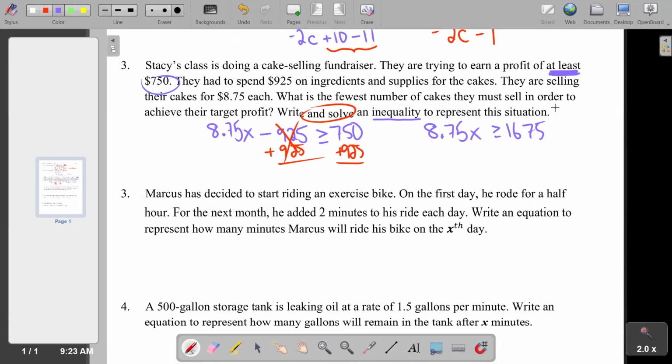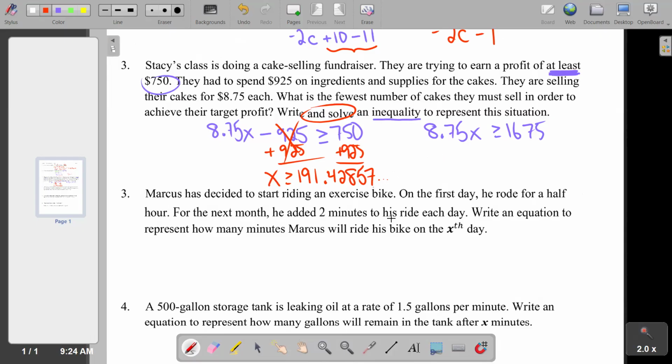And again, we're not in any kind of word problem right now. We're just mathing. What's the last thing to do to get x by itself? Divide by 8.75. And when you type that in, I had to use my calculator for this. It came out to x is greater than or equal to, it was like 100, and I'll write this down, my calculator said 191.42857 dot dot dot.